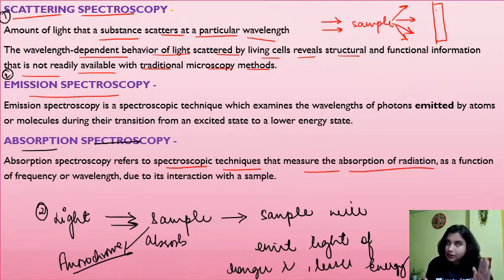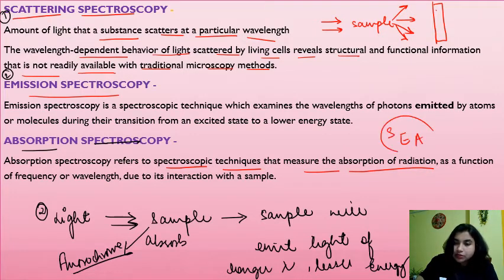Whenever an electromagnetic spectrum interacts with matter, there exist three types of changes, that is scattering, emission and absorption, right? So once these changes are done, you can use them for the evaluation of structure and concentration of biological samples.